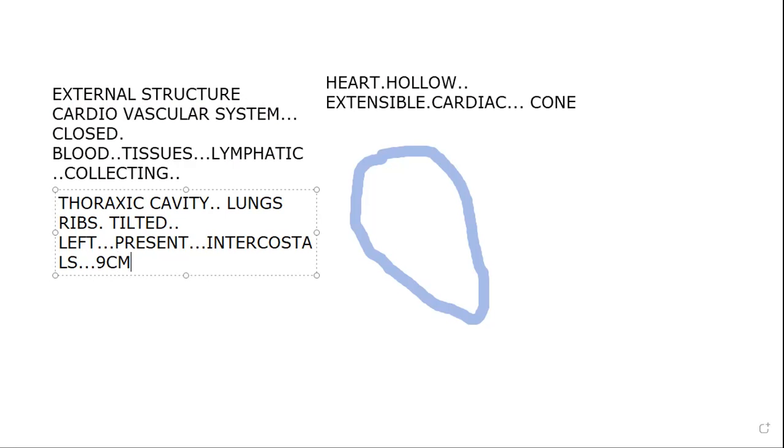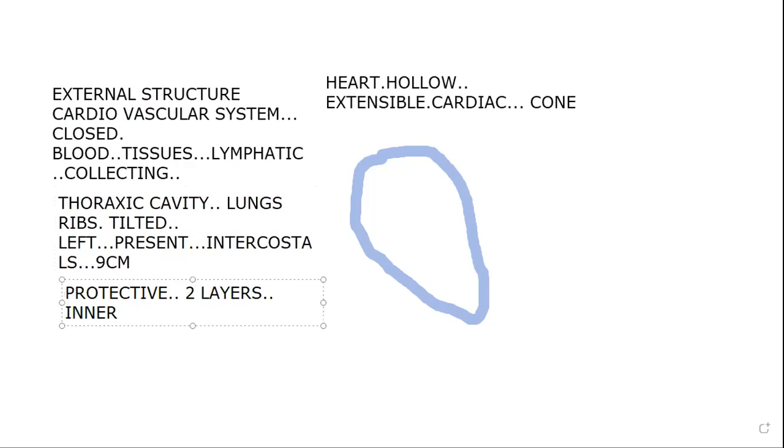Now, externally, the heart is not an exposed organ. It has a protective lining. And this protective lining of the heart is called the pericardium. The pericardium is made up of two layers. The inner one is attached to the muscle of the heart, to the cardiac tissue of the heart. It is attached to the muscle of the heart, the inner one.